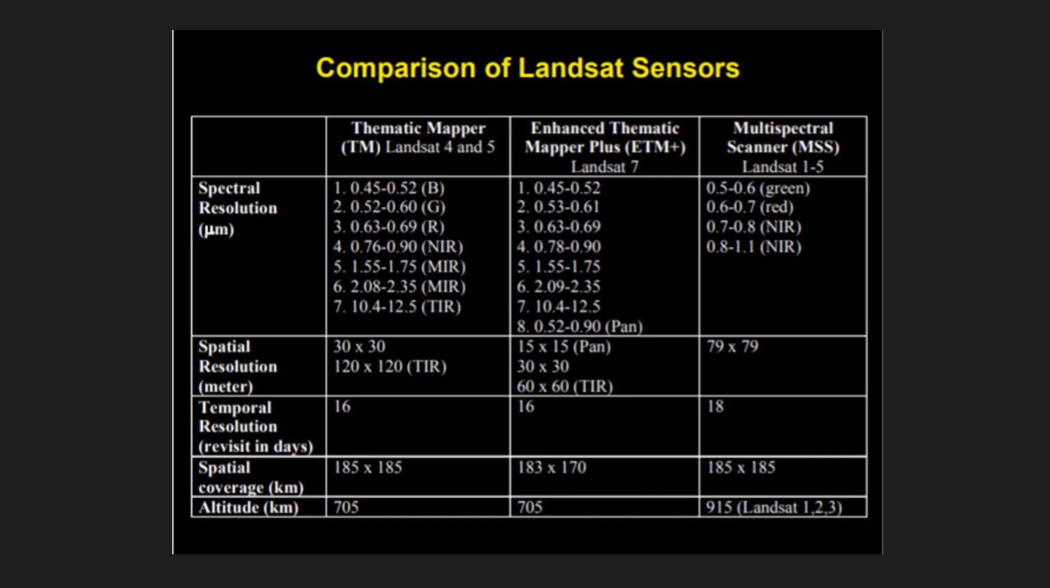Altitude is 705 kilometers. In Enhanced Thematic Mapper Plus, Landsat 7, the spectral resolution is 8 spectral bands. Spatial resolution is 15 by 15 meters for pan, that is the panchromatic band, 30 by 30 meters for all other bands, and 60 by 60 for thermal infrared. Temporal resolution or revisit time period is 16 days. In the Multispectral Scanner, meaning Landsat 1 to Landsat 5, the spectral resolution is 4 bands, that is green, red, NIR and NIR. Spatial resolution is 79 by 79 meters. Temporal resolution is 18 days.